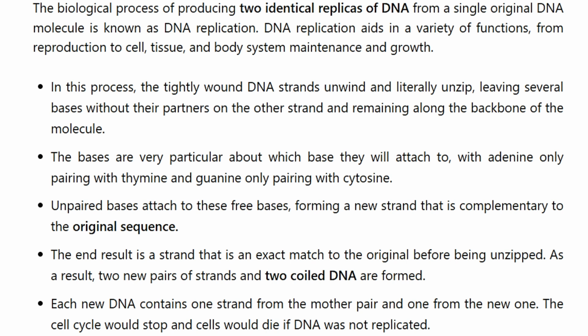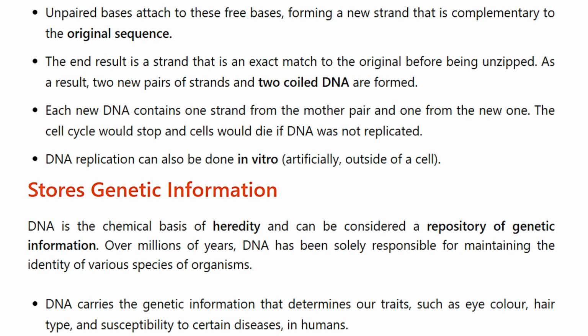The bases are very particular about which base they will attach to, with adenine only pairing with thymine and guanine only pairing with cytosine. Unpaired bases attach to these free bases, forming a new strand that is complementary to the original sequence. The end result is a strand that is an exact match to the original before being unzipped. As a result, 2 new pairs of strands and 2 coiled DNA are formed. Each new DNA contains 1 strand from the mother pair and 1 from the new one. The cell cycle would stop and cells would die if DNA was not replicated. DNA replication can also be done in vitro, artificially, outside of a cell.